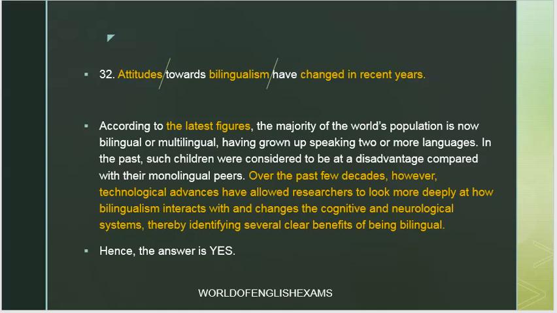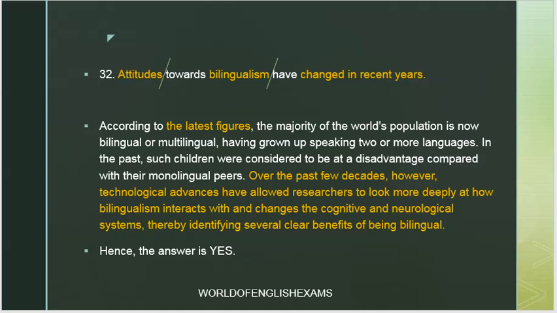Over the past few decades, again we are coming back to the question, over the past few decades, which means recent years. However, the technological advances have allowed researchers to look more deeply at how bilingualism interacts with and changes the cognitive and neurological systems. So now the scientists or the researchers have identified that bilingualism is interacting and changing the neurological system. That means it's interacting with the brain, and thereby identifying clear benefits of being bilingual. And we have seen earlier that they were treating it as a disadvantage. However, now over the past few decades, they found that it is actually advantageous, or it has a lot of clear benefits. So now it's showing that the transition or the change has clearly occurred.